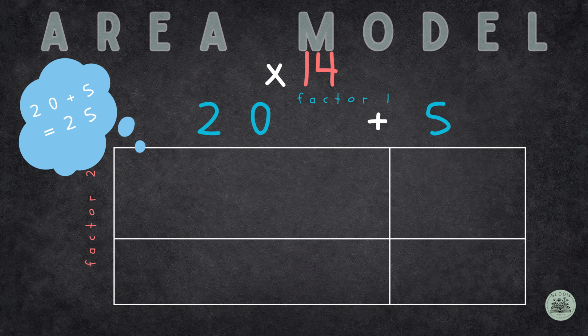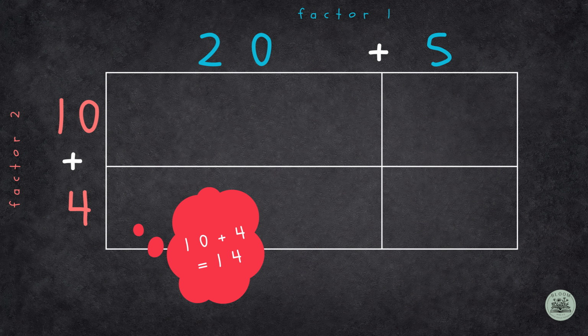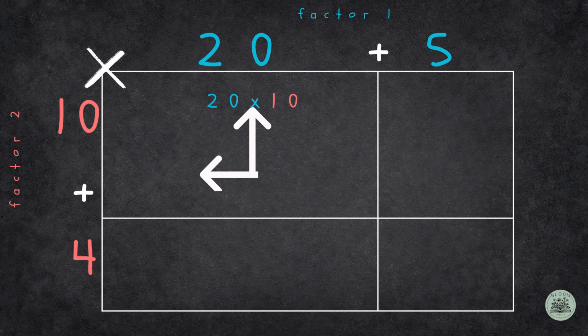Now that 20 and 5 are set up, I'm going to look at my next factor, which is 14. And I know that 14 is made up of 10 and 4. Now my 25 and my 14 factors are set up and I'm ready to multiply. When I'm multiplying in an area model, I always multiply up and over. So that's what the arrows are showing us.